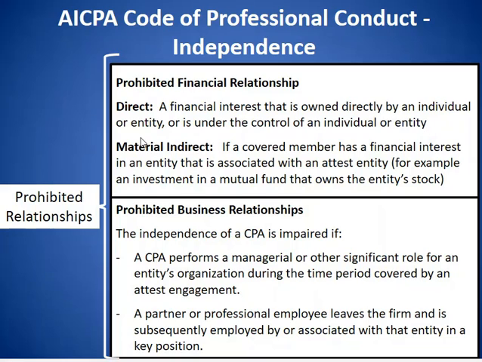But you can also have what we talked about earlier, a material indirect financial relationship. And that means if the covered member has a financial interest in an entity that is somehow associated with an attest entity, for example, an investment in a mutual fund that owns the entity's stock, that would be a material indirect interest. That could be a material indirect interest, and if the member is a covered member at that point in time, then that would violate, or that would jeopardize the independence of the auditor.